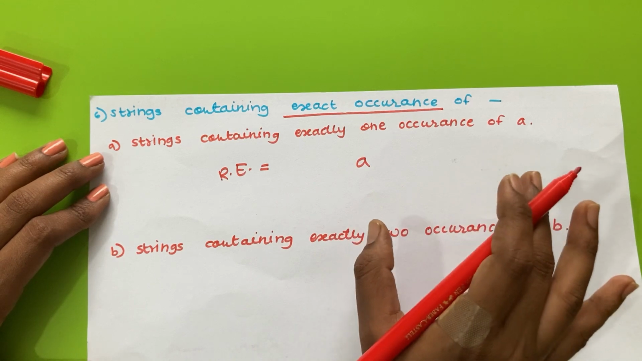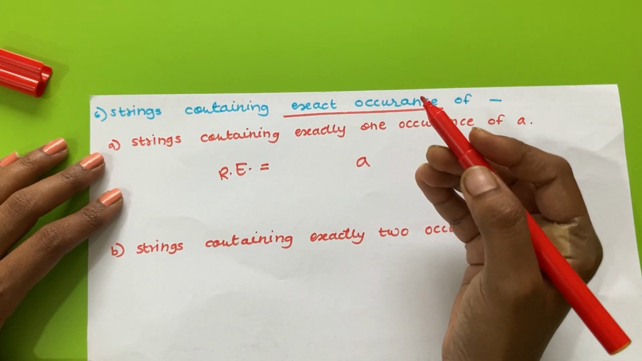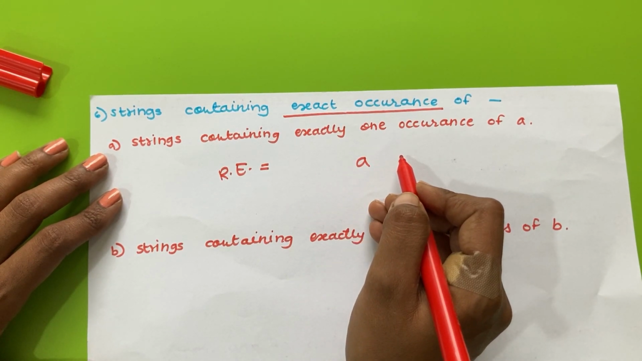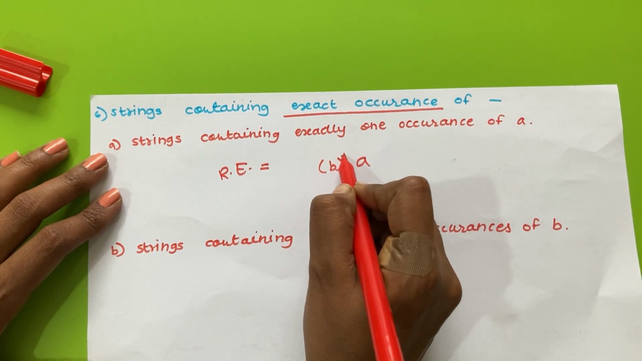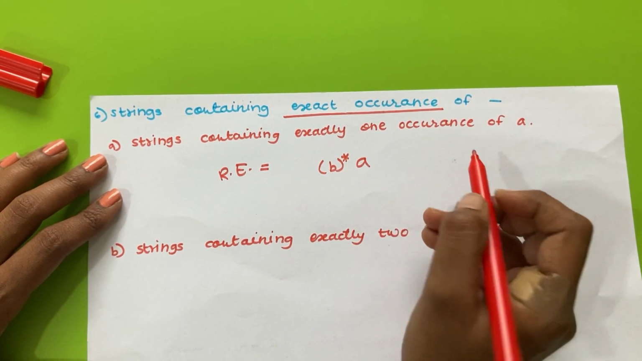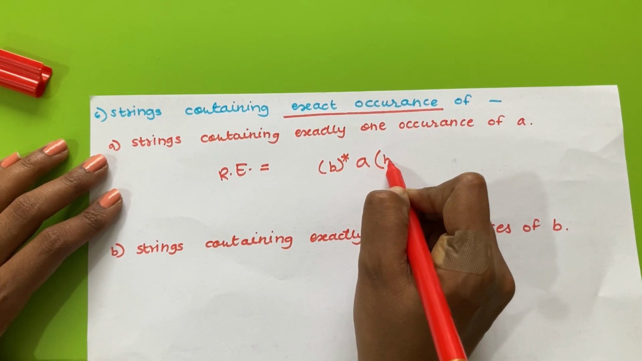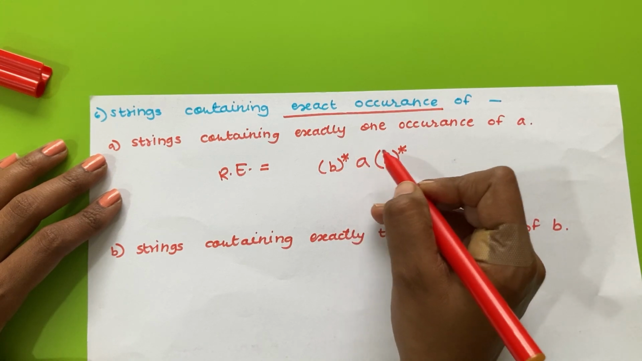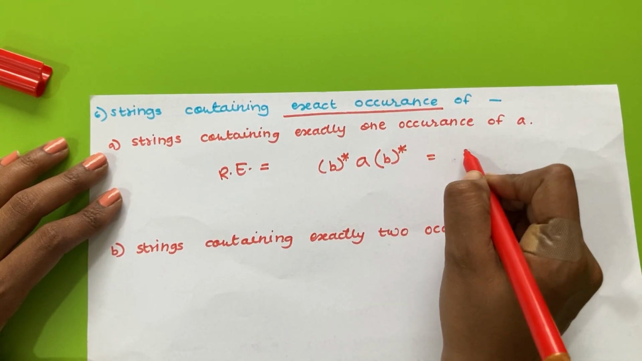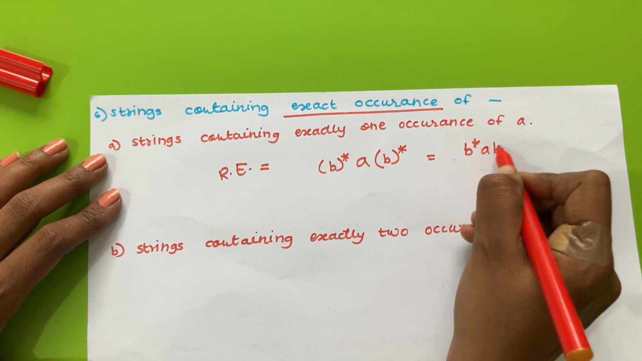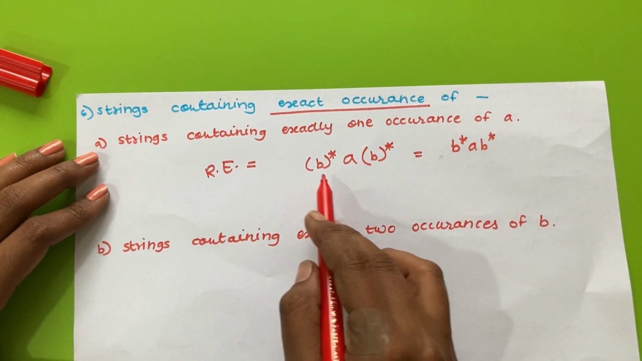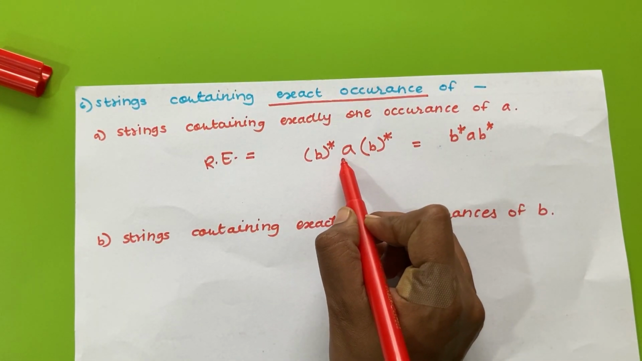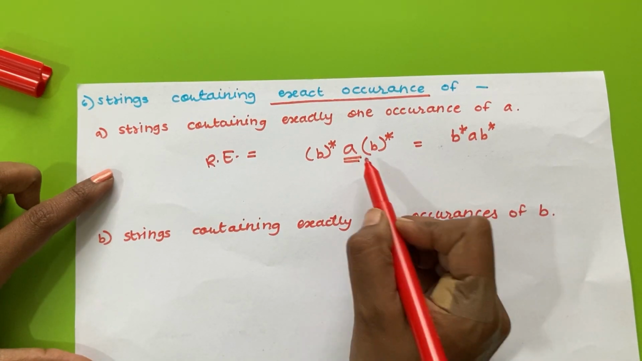Okay, so we don't know anything about b, so I'll take it as 0 or more times before this a as well as after this a. Okay, so we don't have any condition for b, so that will be b star, and after this a I can have b for 0 or more times. So star means 0 or more times, so this can be written as b* a b*. Okay, this thing and this thing are similar. Okay, so here I can have single occurrence of this a string.